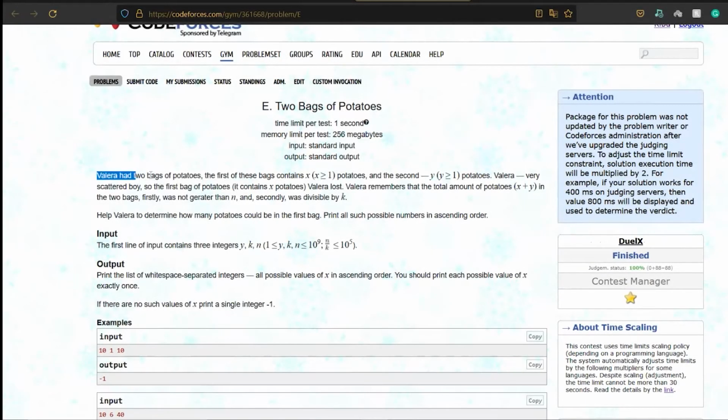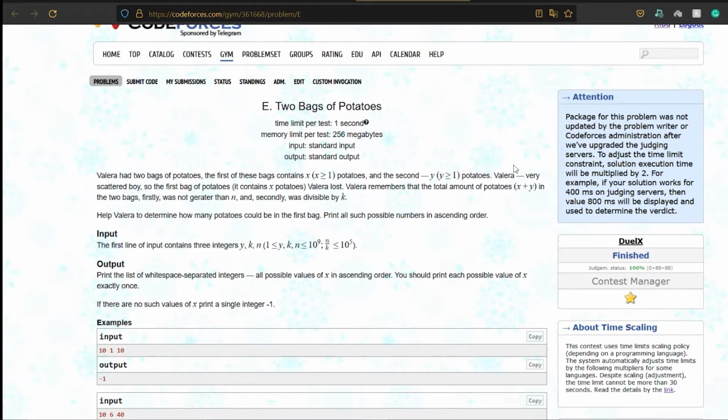Okay, Valera had 2 bags of potatoes. The first bag contains X number of potatoes, and the second bag contains Y number of potatoes. Both are positive numbers, real-world potatoes, so either they are one or more than one. Each bag is guaranteed to have at least one potato.